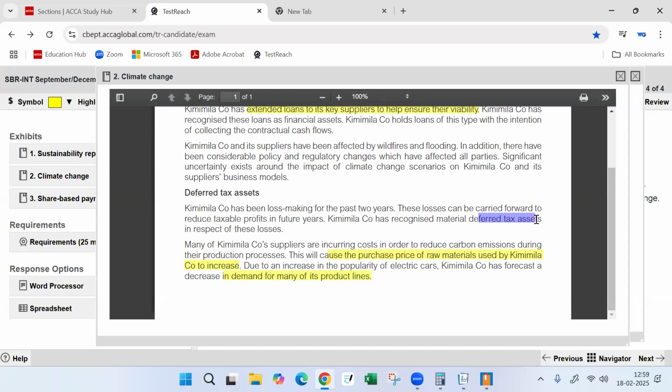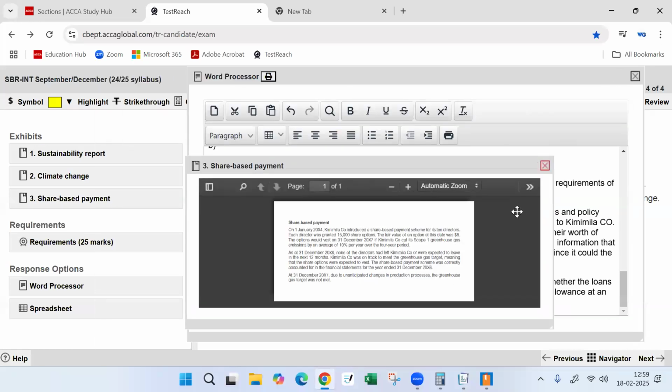Correct? Understood? Why? Because firstly, the suppliers have increased their cost due to reduced carbon emissions. Their costs have increased, correct? So when suppliers' costs increase, our cost will increase. Our cost of sales will increase, which will reduce our profitability, isn't it? And we are uncertain, because of this climate change, when we will be able to generate a future profit. Hence, you will not be able to recognize the deferred tax. Clear? So let me just write that also.